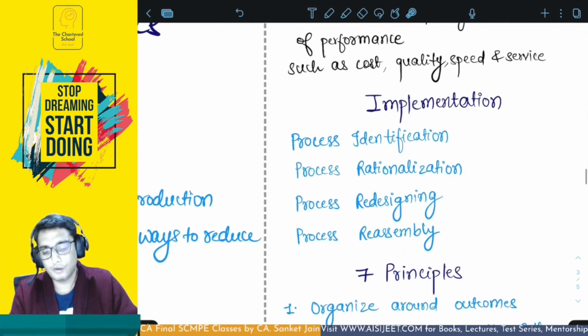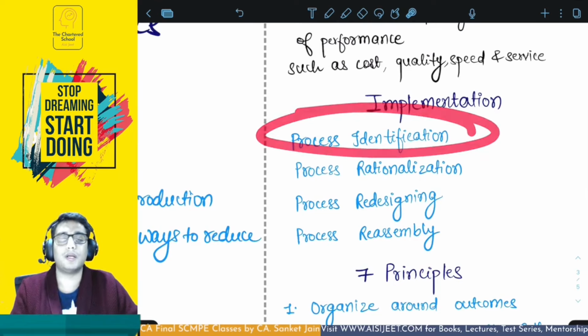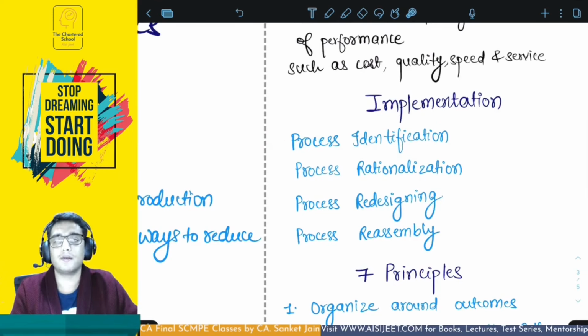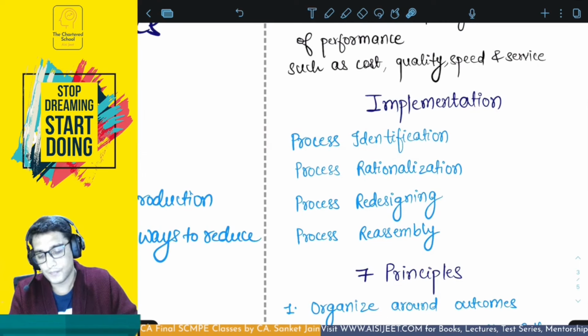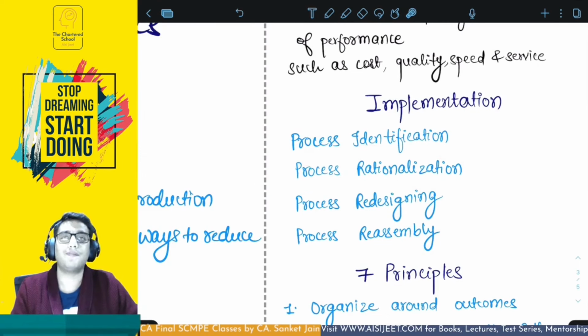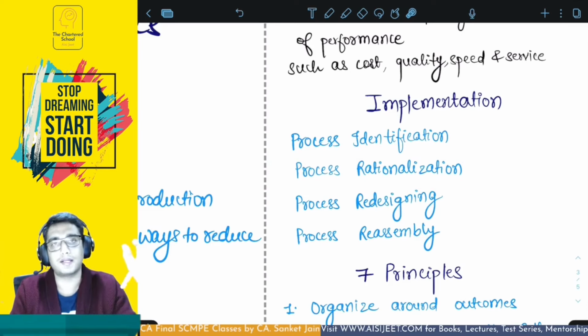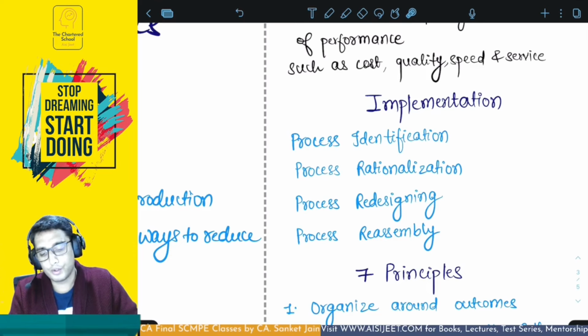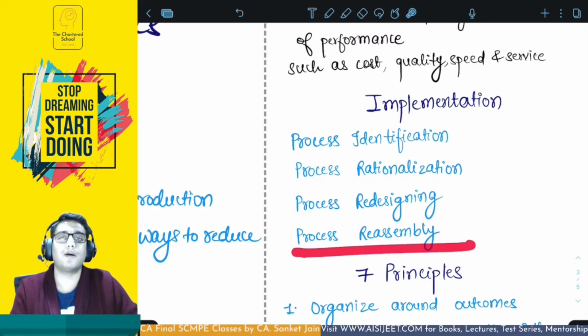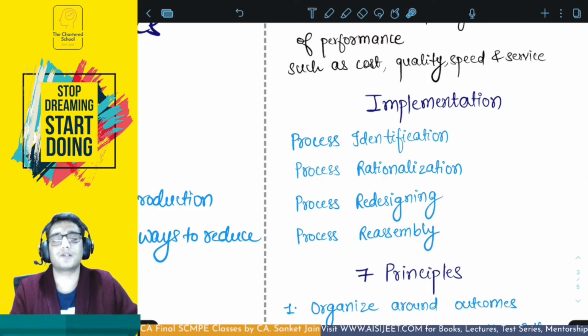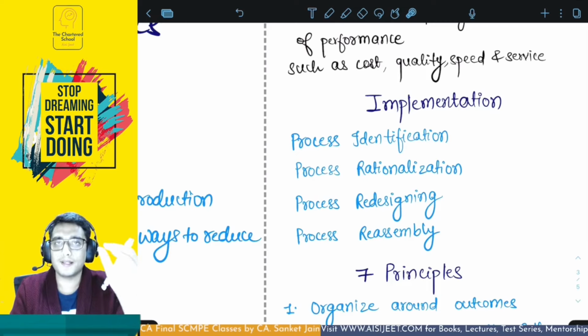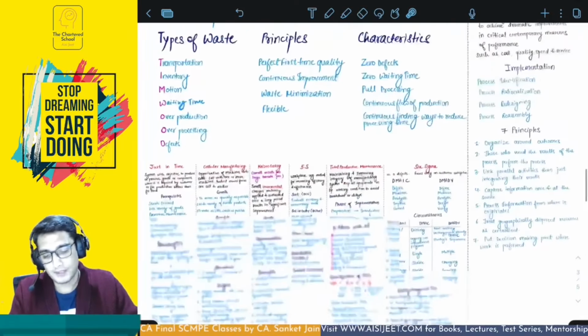How to implement? First of all, identify all the small processes that you undertake under the entire system. Second is rationalization, which is identify which process is value adding, which activity or process is not value adding, eliminate the non-value adding activity. Work with the value adding ones. Now, you redesign the value adding activities and then you reassemble the value adding activities in such a manner that customer satisfaction is focused upon. So keeping the customer satisfaction in focus, you try to redesign the entire value added activity and then reassemble all of these value adding activities. Now principles have been eliminated from BPR.